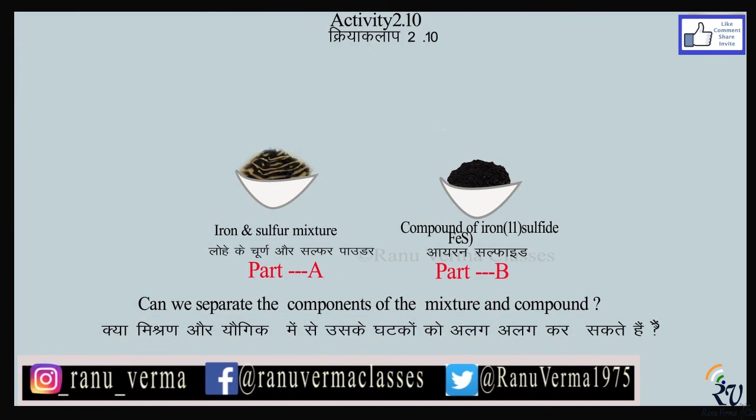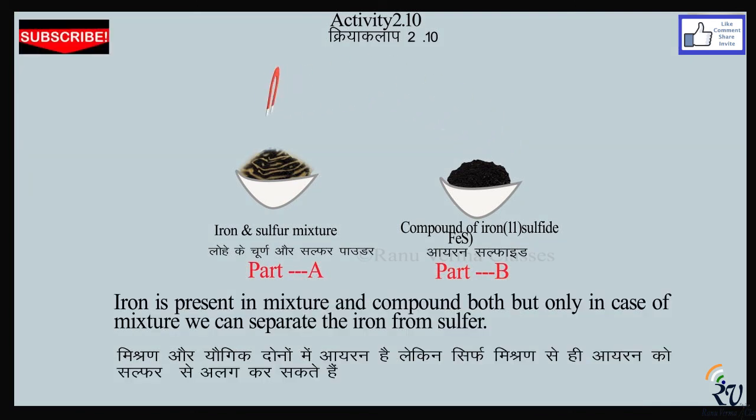You see the recap. First of all, we have used a magnet over part A and part B. Part A was a mixture because the iron was separated by the magnet, while part B was a compound which was not separated by the magnet.